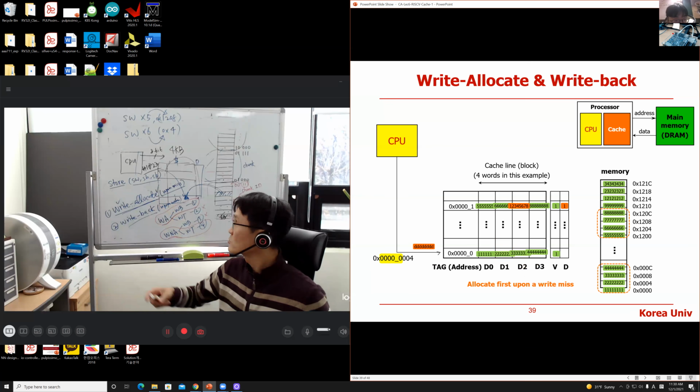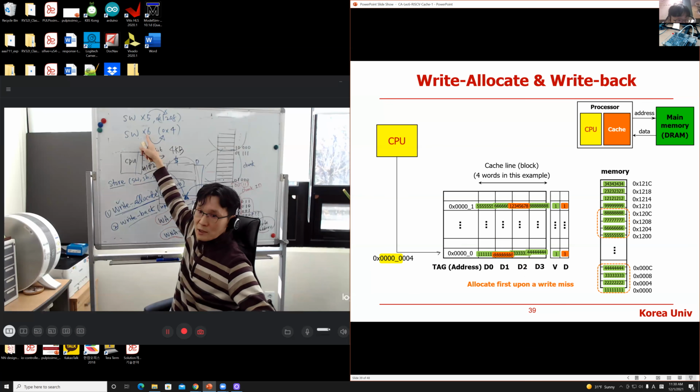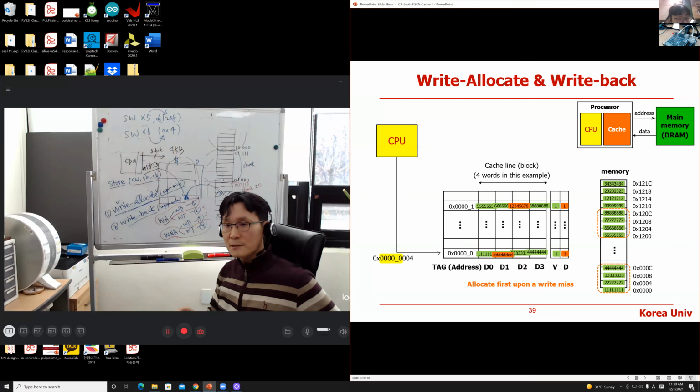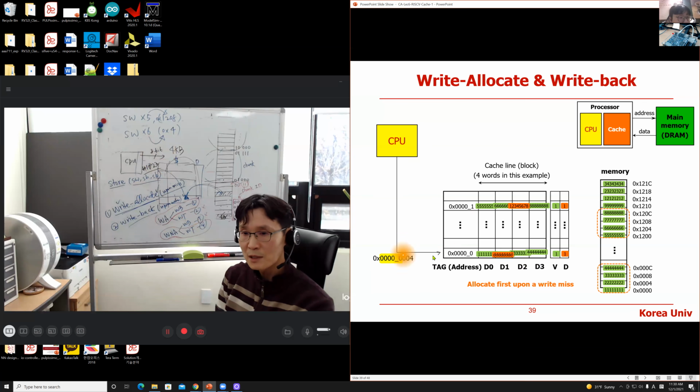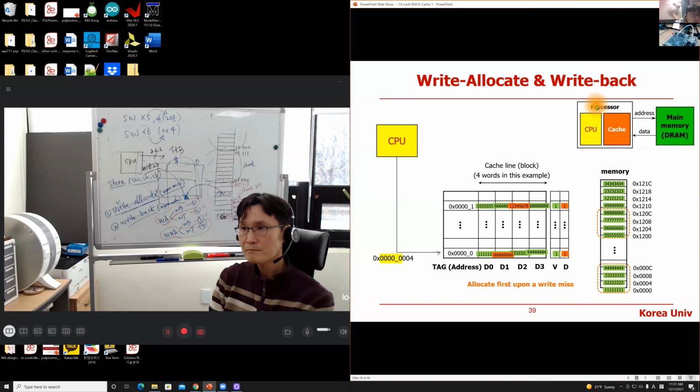So the data, assume that X3 contains all the 80s. Okay. Then update that particular word. Okay, because location 4, right? Location 4 is this location 2, right? So update this one and set dirty bit to 1. Okay, write back policy, only update cache. So write allocation and write back combination.